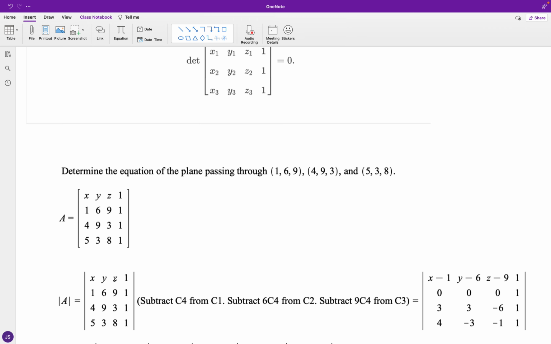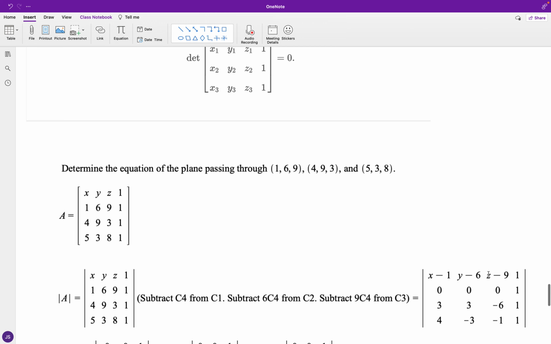If I do this, the top row will have x minus 1, y minus 6, and z minus 9. And if you notice, the second row, I have 0, 0, 0, and 1. Now 4 minus 1 is 3, 9 minus 6 is 3, 3 minus 9 is negative 6, and again followed by 1. In the last row, you have 5 minus 1 is 4, 3 minus 6 is negative 3, and 8 minus 9 goes to negative 1. And then again, followed by 1.